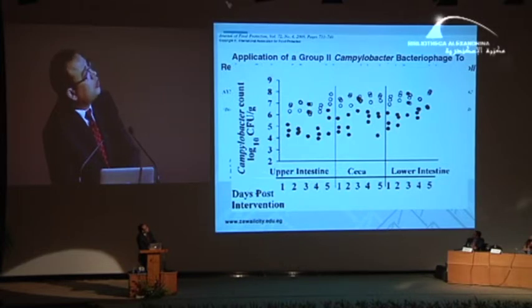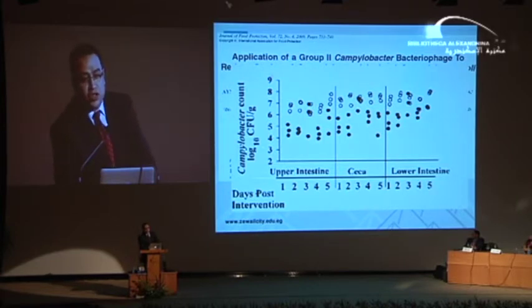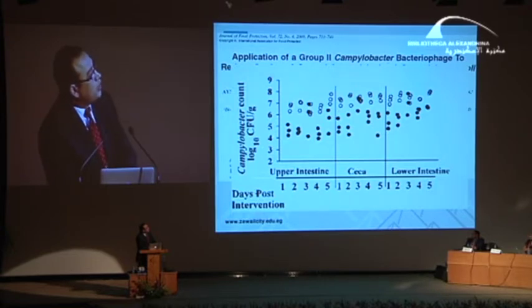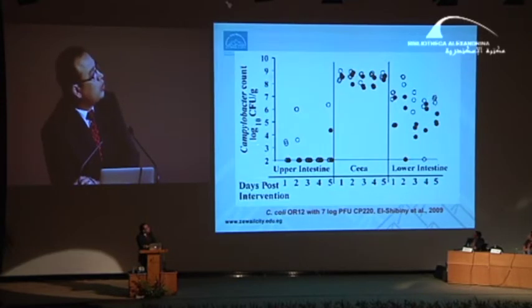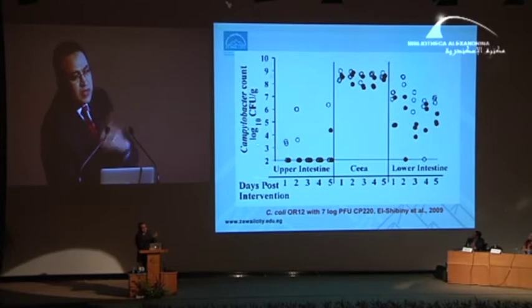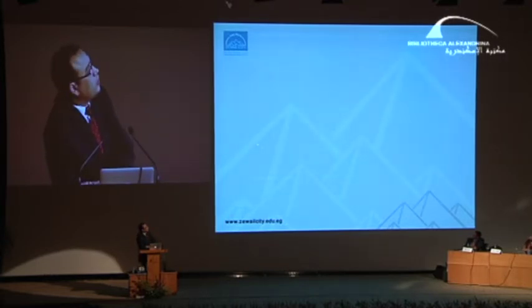This is another bacteriophage, which we can call group 1, a larger size of bacteriophage. It is about 190 kilobase, and it's quite large. We did the infection for both Campylobacter jejuni and Campylobacter coli, which are 2 different species. With Campylobacter jejuni, we could achieve a 2 log reduction, while with Campylobacter coli, we couldn't achieve much reduction with this bacteriophage, because Campylobacter coli behaves differently from Campylobacter jejuni.